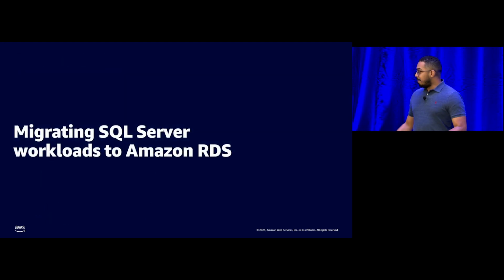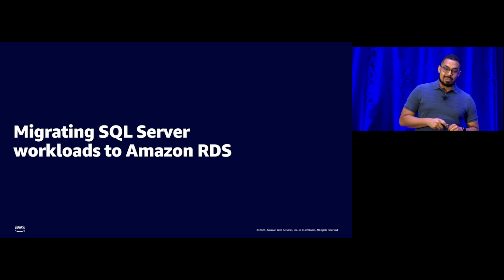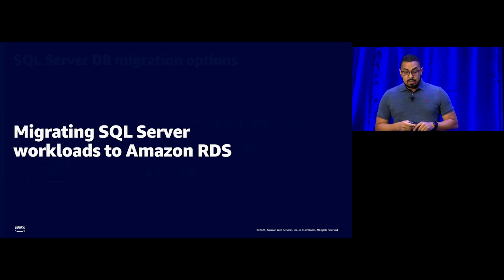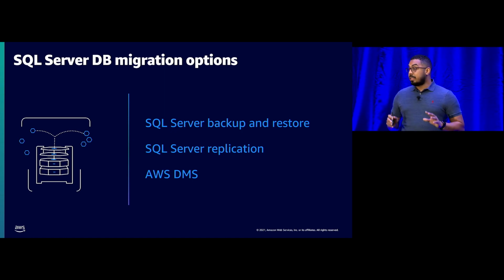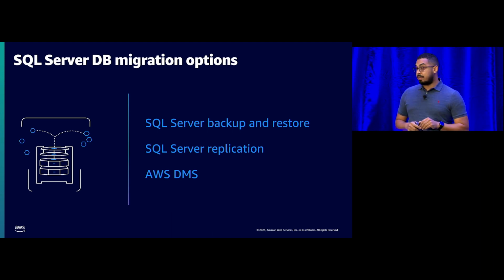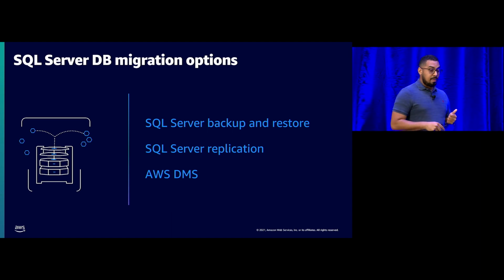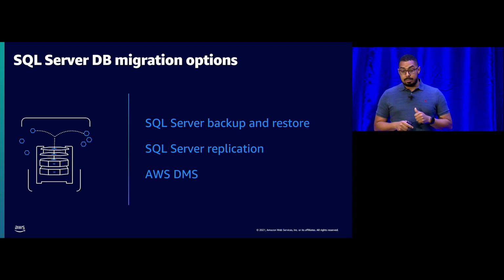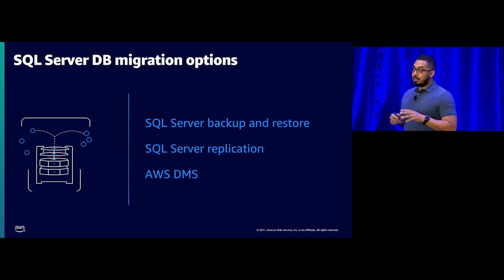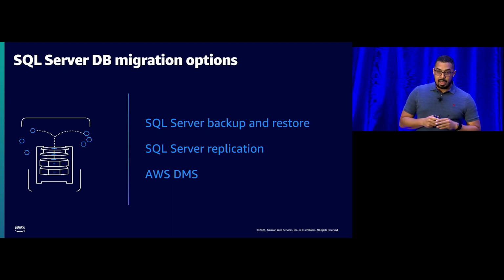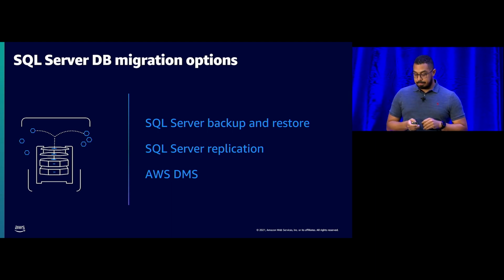So now let's talk about migrating SQL Server workloads to Amazon RDS. As I alluded to earlier in the conversation, you really have 3 choices here when you want to migrate databases to Amazon RDS. The first one, SQL Server Backup and Restore, that's using native SQL backups. The second is using SQL Server Replication, which is the native replication built into Microsoft SQL. The third option is going to be AWS Database Migration Service. And we'll dive deeper into each one of these right now.